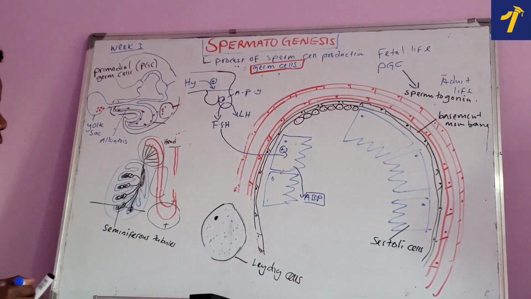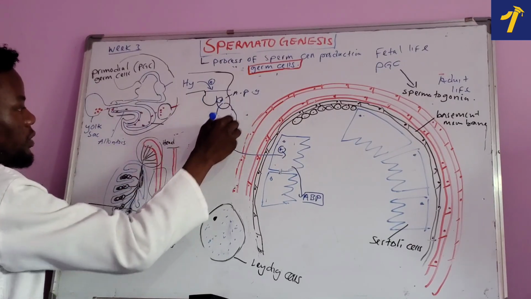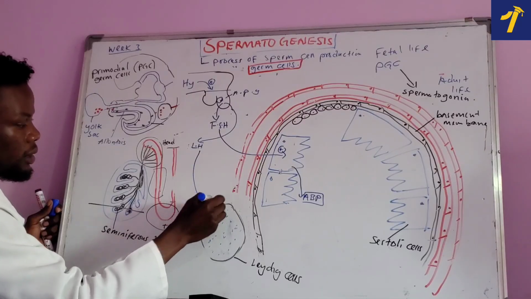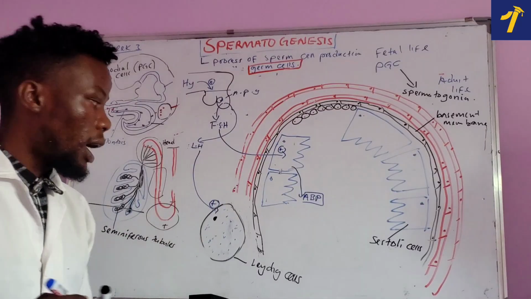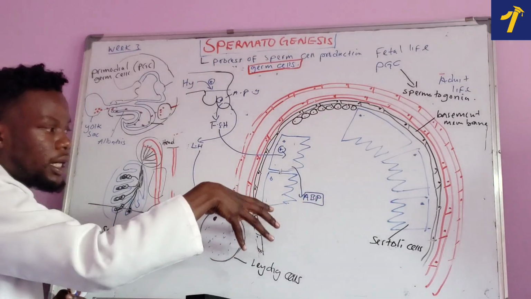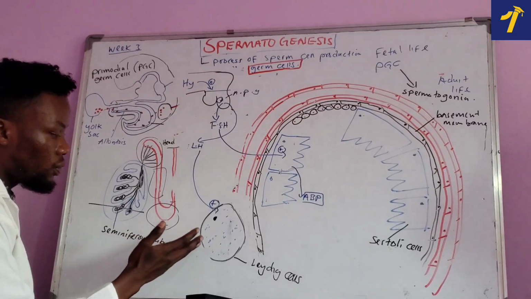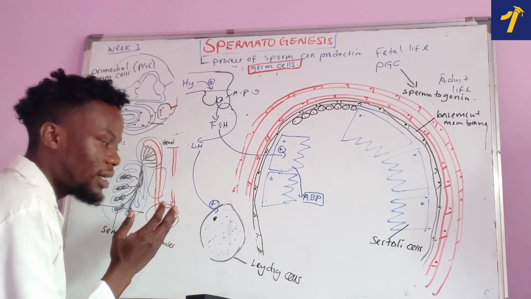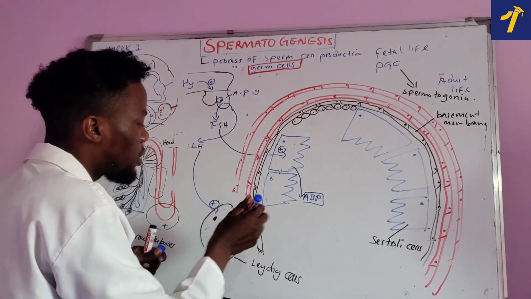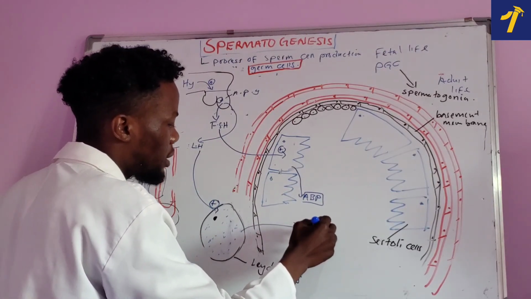Again, if you look at the luteinizing hormone, this luteinizing hormone will go to the Leydig cells, the ones that can be found inside the connective tissue of these seminiferous tubules. They are going to start producing an important hormone. These Leydig cells are going to start producing what we call testosterone.